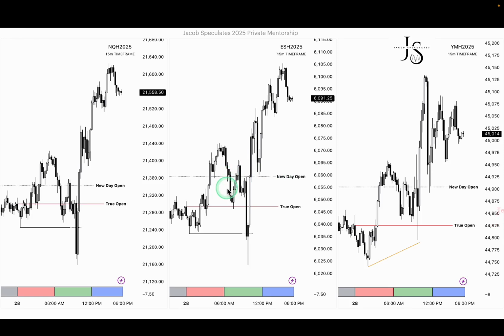So looking at today's price action, which would be Tuesday, as you guys can see, we formed a daily SMT below the new day open and below the true open. So the S&P and the NASDAQ took Q2's low. So there was an SMT between Q2 and Q3, while the Dow made a failure swing.